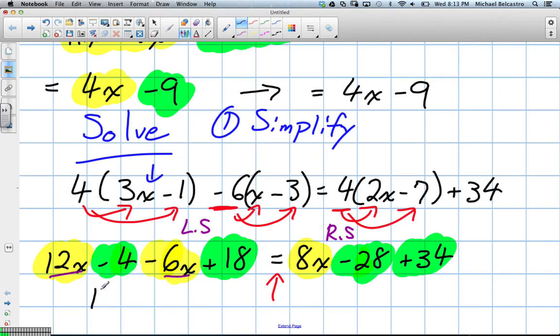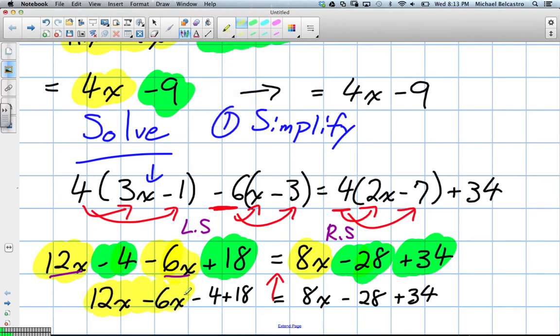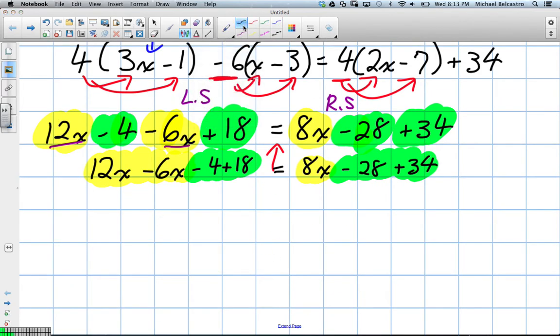We'll have 12x minus 6x. Then what? Negative 4 plus 18. Great. Is equal to 8x minus 28 plus 34. So those are already together. So we've put together these terms, and this is its only term. And these terms here still need to be simplified. So now every time we have pairs within our color scheme here, we're going to collect them. So 12x minus 6x is 6x. Negative 4 plus 18?